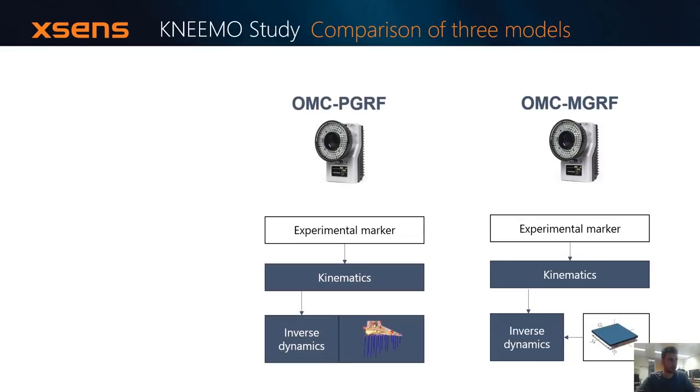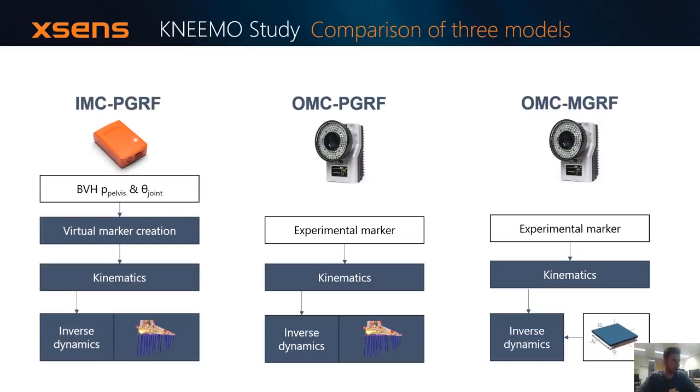The second model runs exactly the same analysis, with the only difference that the external ground action forces and moments now become a part of the prediction method. So from the experimental markers, we run inverse kinematics and then inverse dynamics utilizing the ground reaction force prediction method.